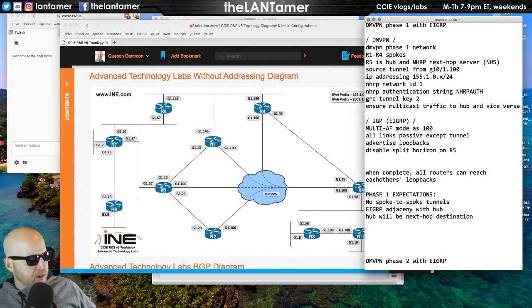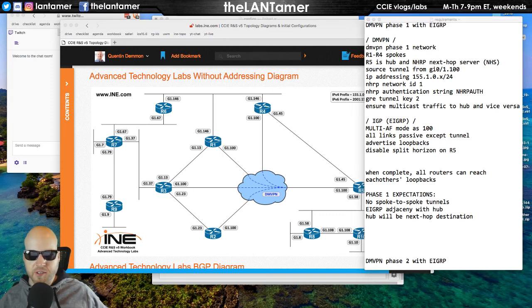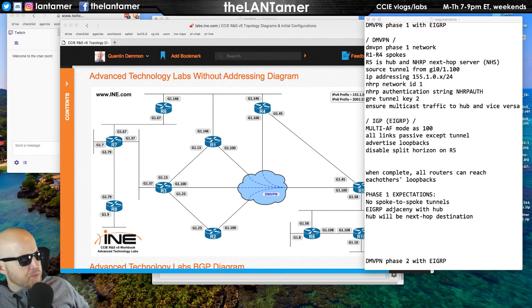We're not going to do IPsec here, just for simplicity, and I want to potentially do some captures. The IGP routing will be EIGRP in multi-AF mode using AS 100. All links pass except tunnel, advertise loopbacks. Disable split horizon on Router 5. Okay.